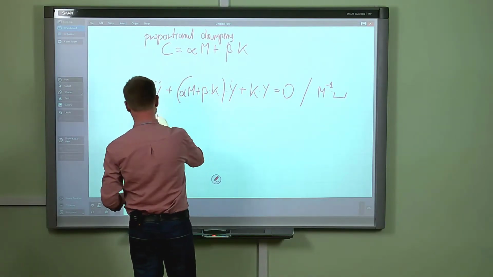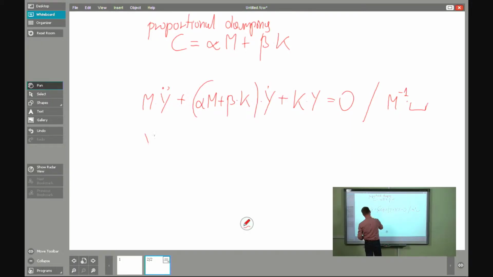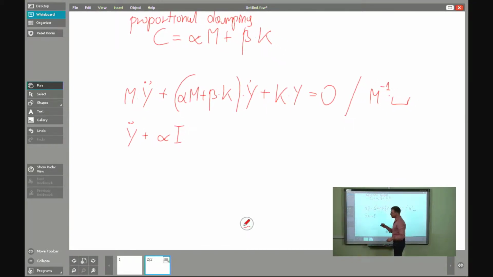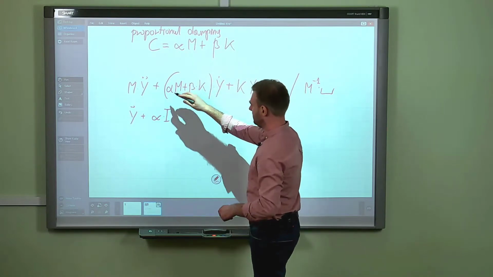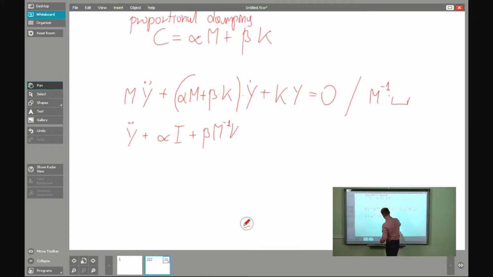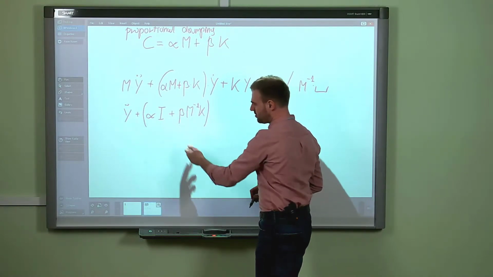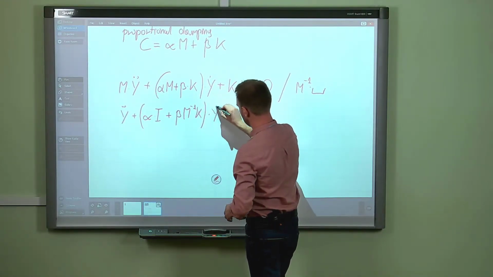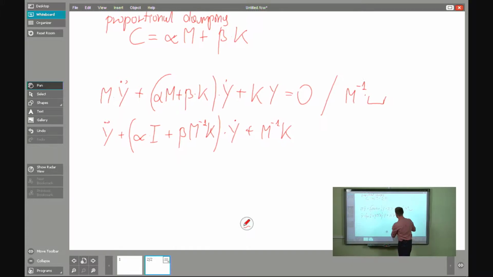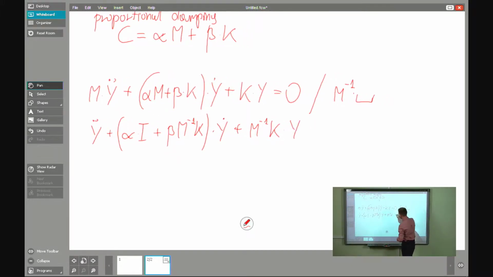If we take such a product with the inverse inertia matrix, we will get the y vector as a result of that product. Here we have alpha times the unit matrix. It's important because here we have a matrix expression in the parentheses. If we want to make the proper sum of the scalar and the matrix, we need the unit matrix to get the same dimension of the particular component, and plus m to the minus 1 times k times y equals 0.